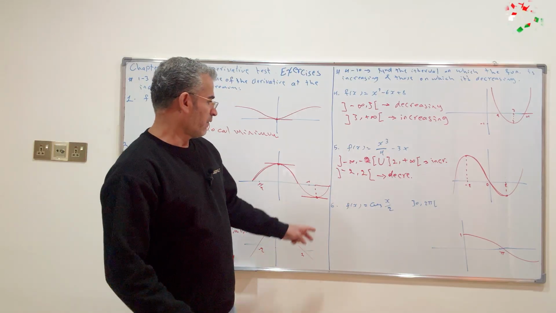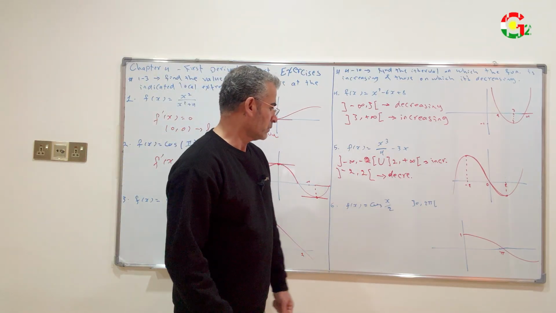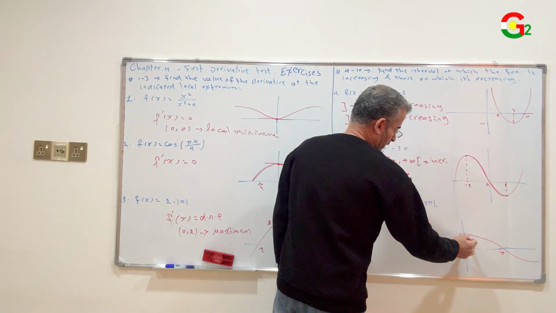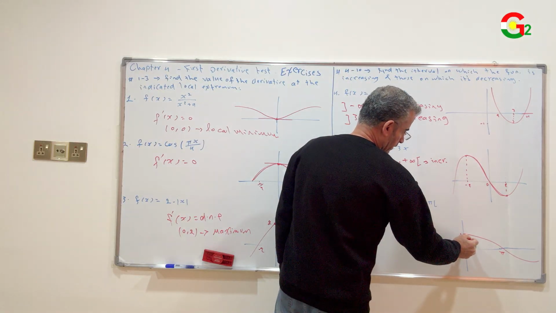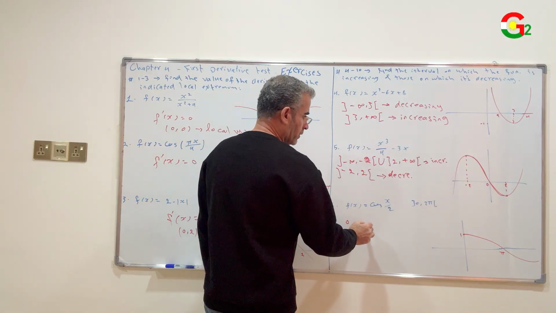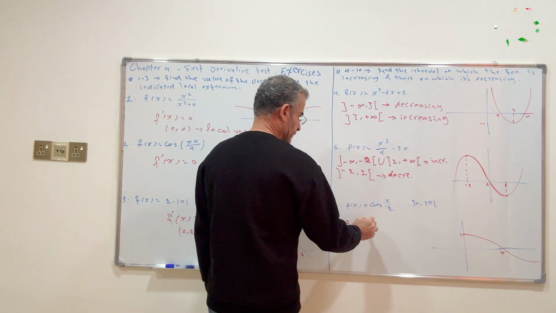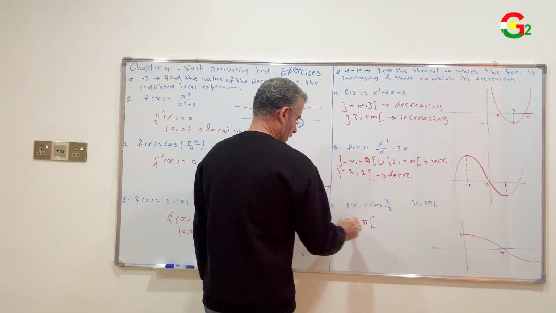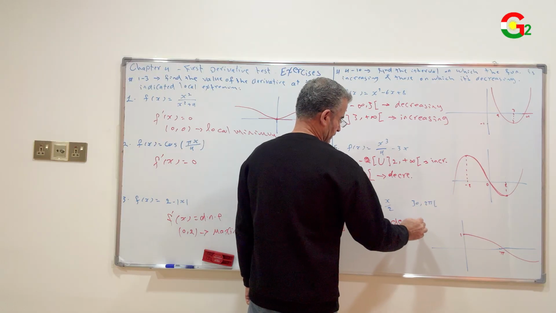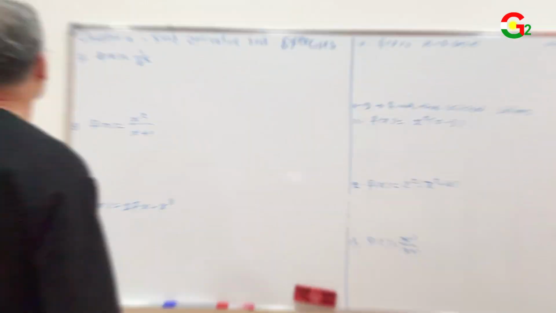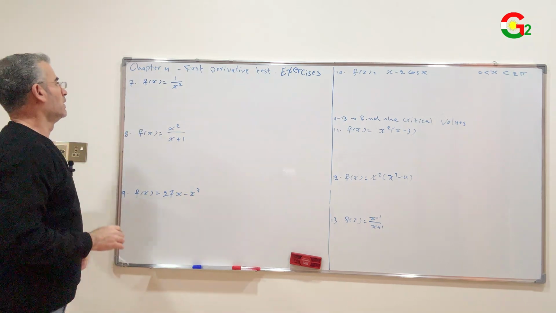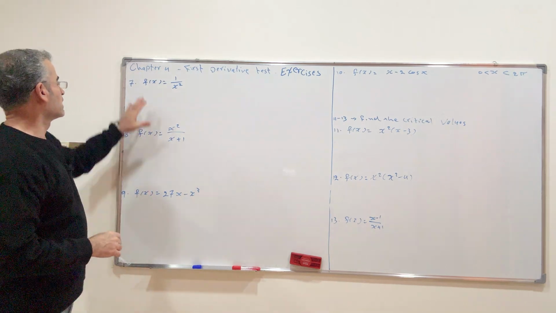Question number 6, f of x equals cosine x over 2. The graph of this function is given here from 0 to 2 pi. The function is decreasing. Question number 7, find the interval of increasing and decreasing for this function.